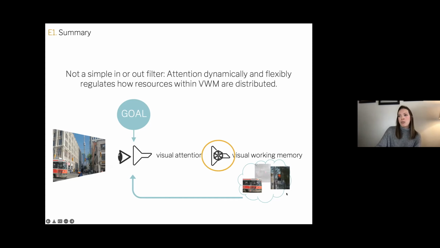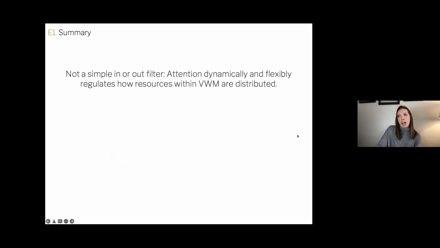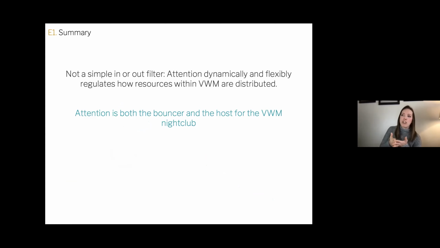And this allows us to, of course, remember the things that are the most important with the greatest precision. So the things that are more likely to be useful, like this immediately nearby streetcar or the hand signal telling us not to cross, are slightly more important than this car that's facing away. And to bring it back to this bouncer analogy, attention really seems to be both the bouncer and the host for this visual working memory nightclub, where it's not only determining who gets to go into the nightclub, but also how much of the club's resources that particular guest is getting, based on how important they are.